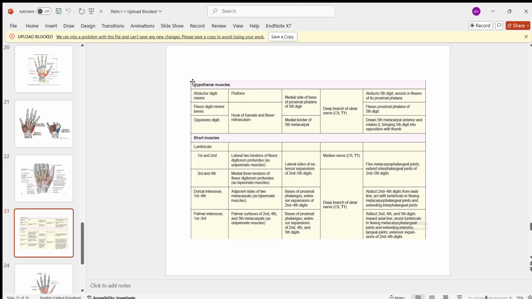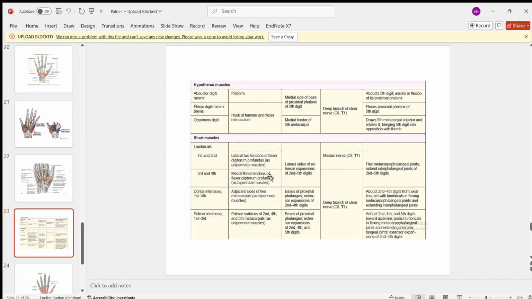Now coming to the attachments, the abductor digiti minimi is attached to the pisiform, and it is inserted into the medial side or base of the proximal phalanx of the fifth digit. The flexor digiti minimi plus opponens digiti minimi are attached to the hook of hamate and the flexor retinaculum and inserted into the fifth metacarpal. All three are supplied by the ulnar nerve, and their action is according to their names.